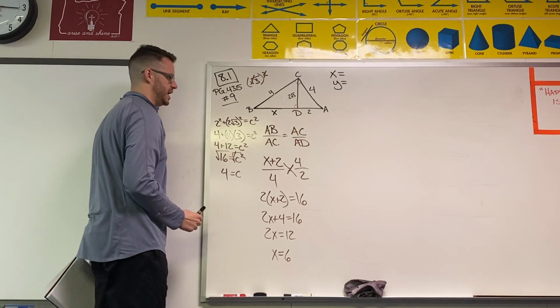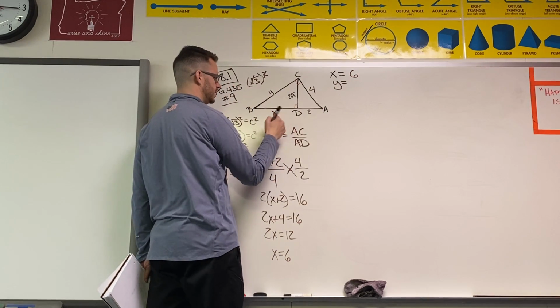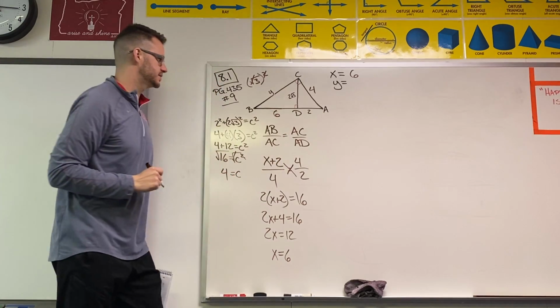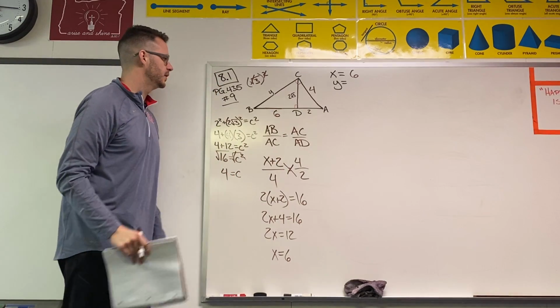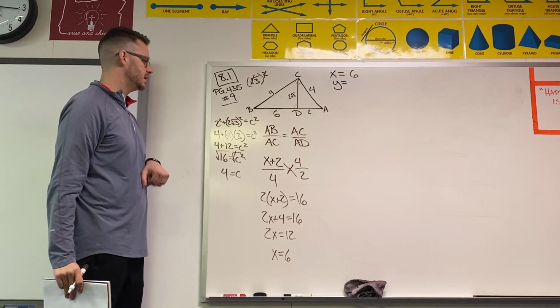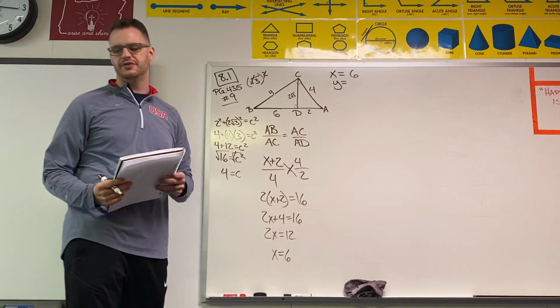And we end up with x equals 6. So we know that x here, I'm going to go ahead and erase my x and put in 6 since we know that's the value there now. So we've solved for x, now we need to solve for y. We're not going to have to do any of this extra work. We already have all of the values we need for y.